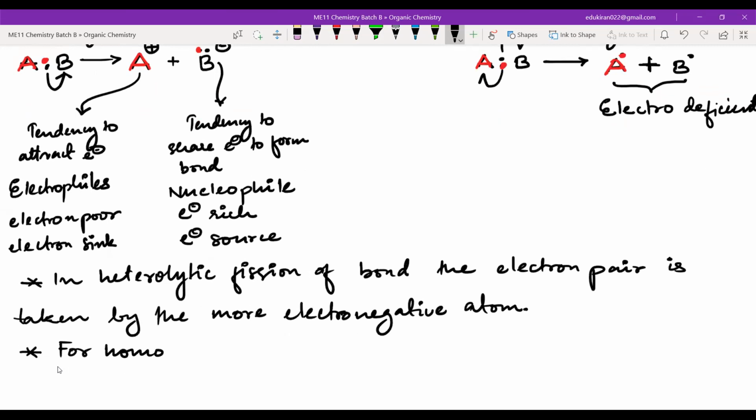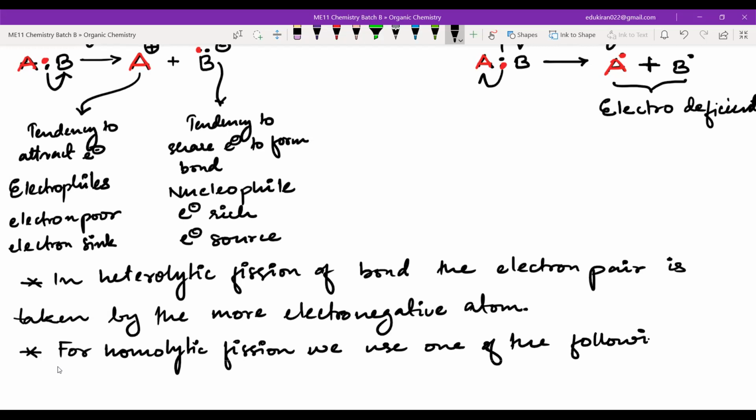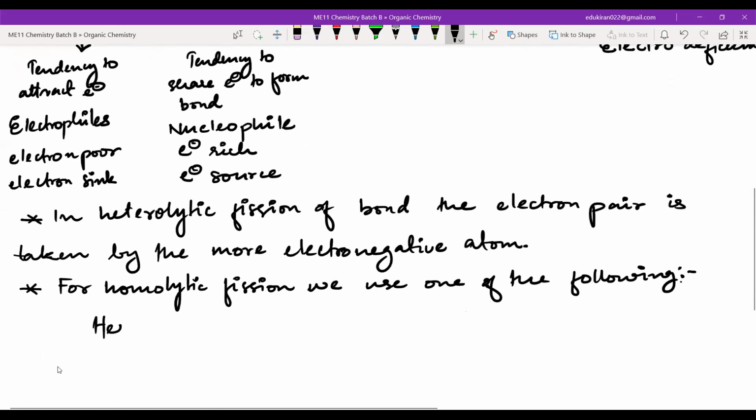Secondly, for homolytic cleavage, or fission, we use one of the following. Either you will use heat, or electricity, or light, or we will use peroxide.